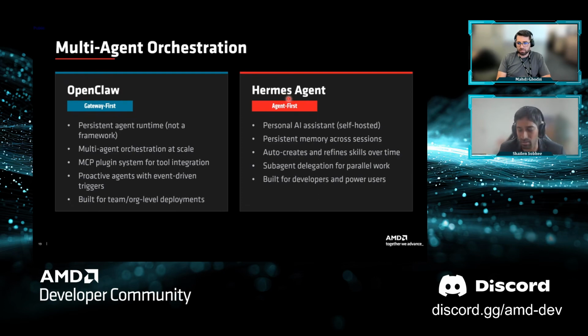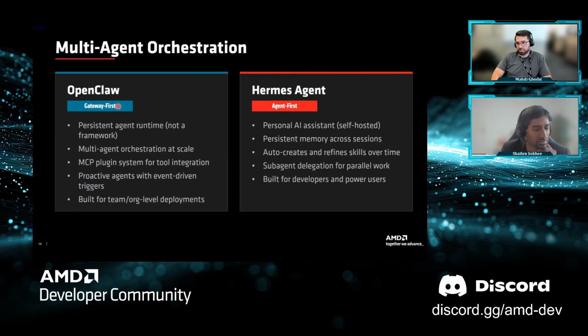So this is huge, and the adoption rate is really, really large. So we make sure that these two frameworks or agentic AI harnesses run very well on AMD hardware. And today we're going through some of the use cases of OpenClaw and Hermes Agent. Some key points about these two.